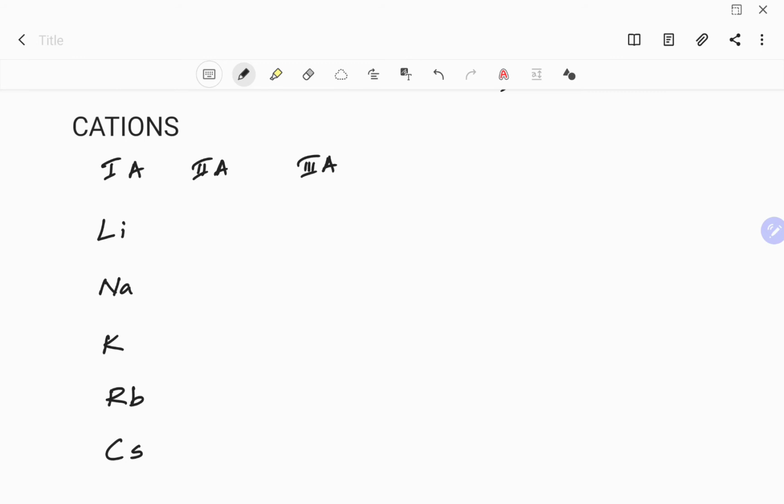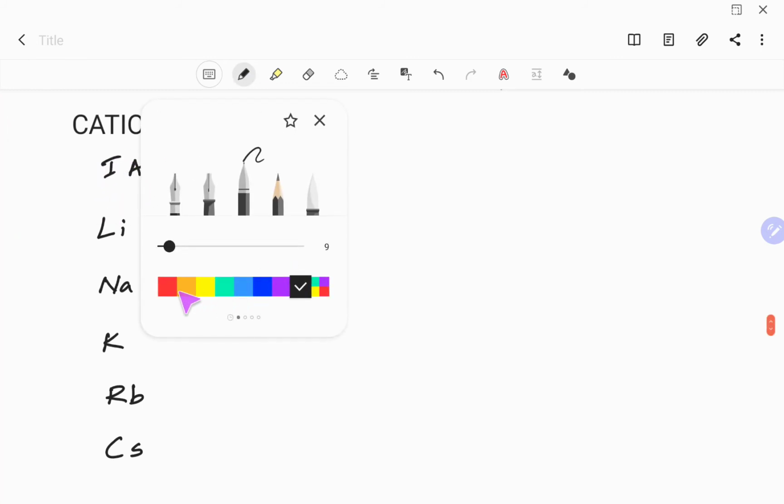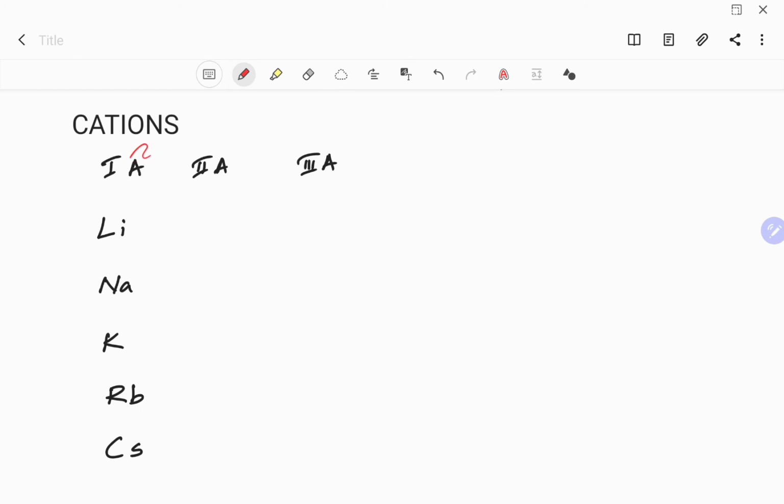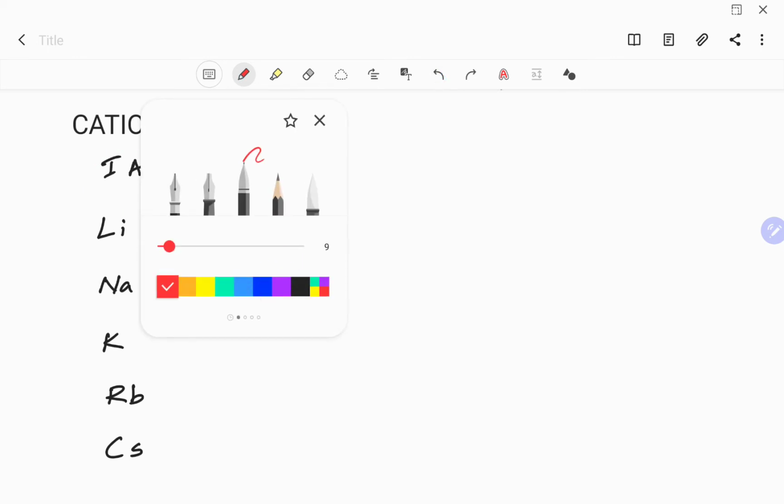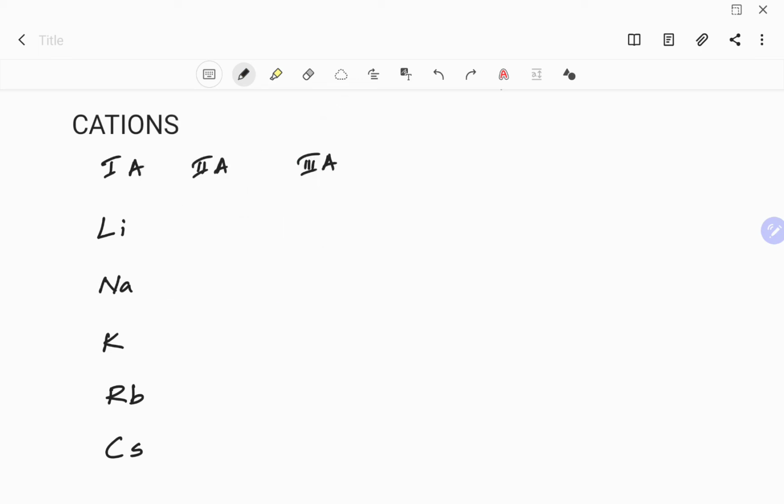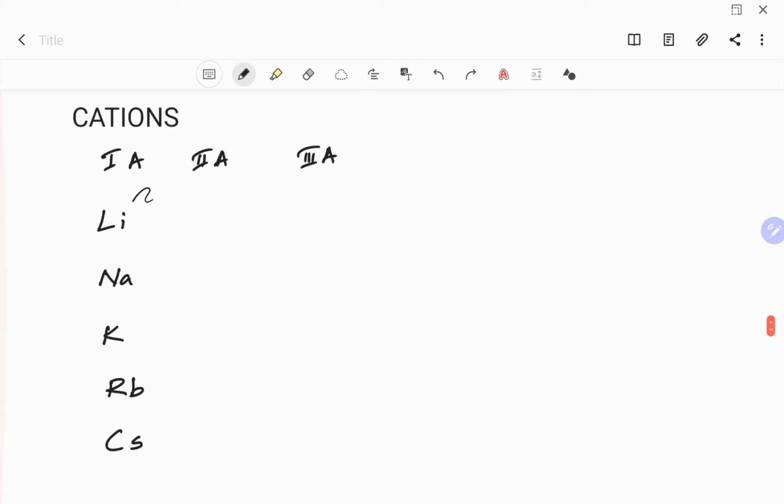So in group 1A, according to the group number, how many valence electrons do you have? According to the group number, you have one valence electron. Okay, one valence electron, right? So if you have one valence electron, then you will remove that valence electron to achieve the noble gas configuration. If you are removing that one electron, then you will be positively charged. So therefore, all the metals in group 1A will have a positive charge.